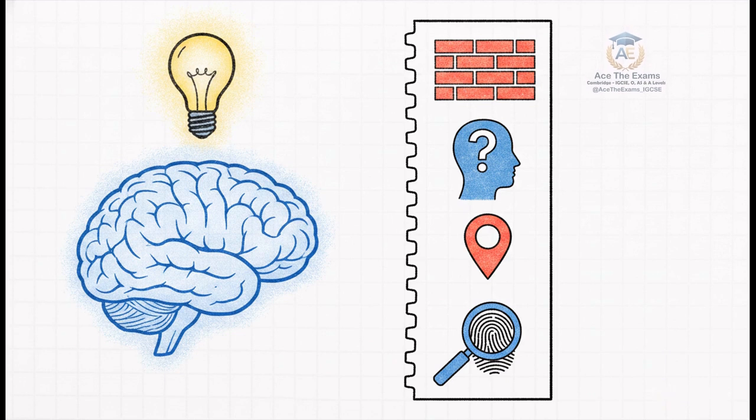Then ask yourself, have I discussed the limitations? Have I explored the assumptions made by the system? Is my answer firmly applied to the context? And finally, do I have solid technical evidence? This simple, foolproof trick ensures you literally never miss an evaluation mark again.